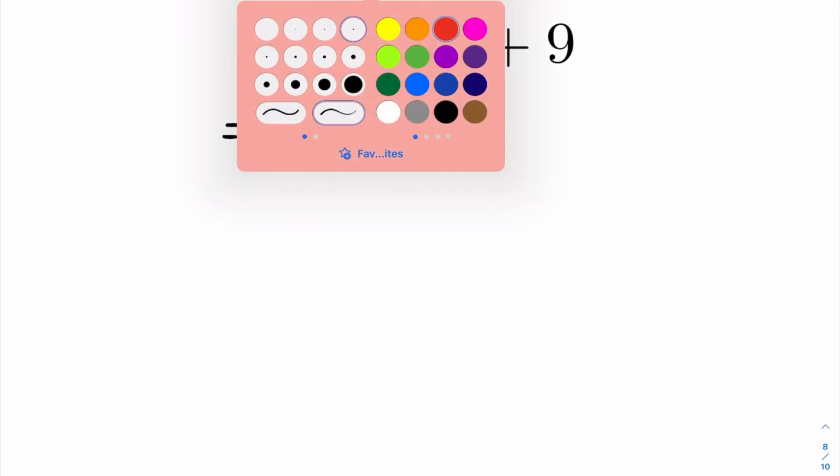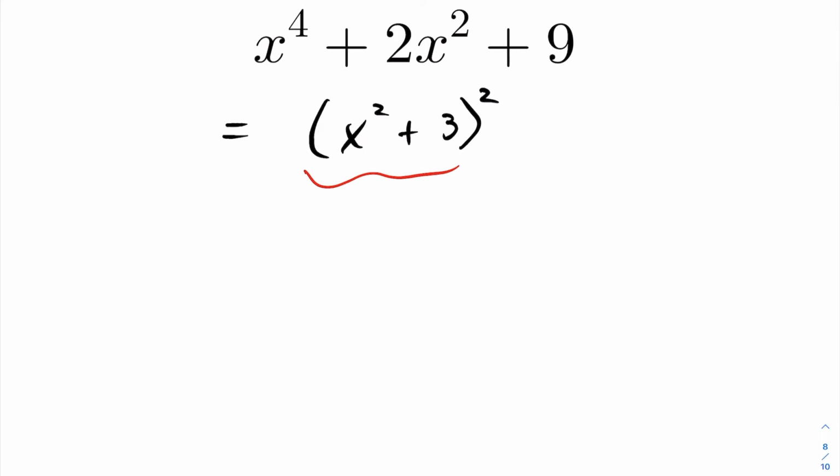What will be generated inside of here was 6x squared. So if I expand this out, like I was saying, you're going to get x to the power of 4 plus 6x squared plus 9. We don't have that. We have a 2. So these are not equal, right? We do not have equality yet.